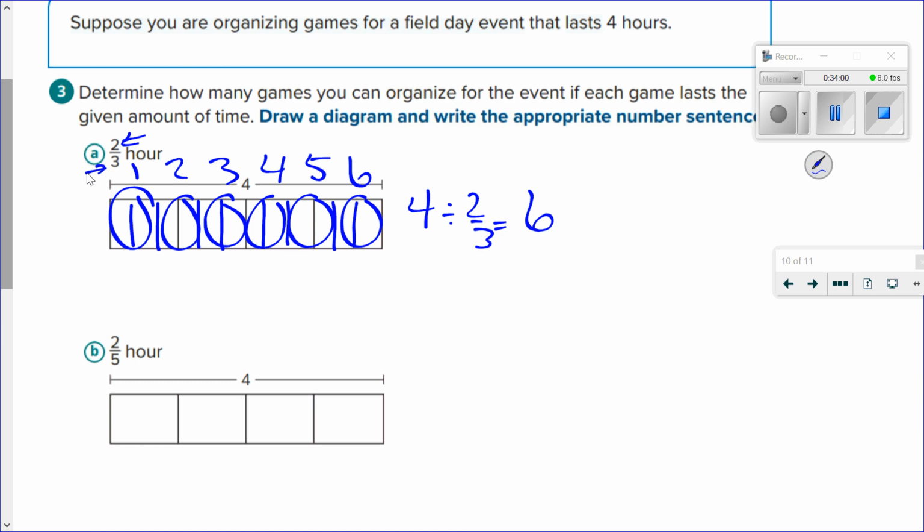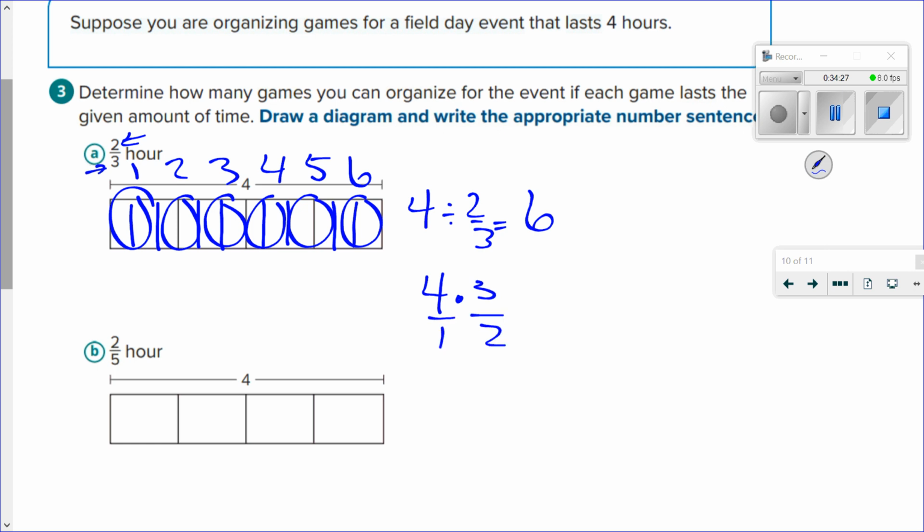Now, mathematically, what did we just do? Again, mathematically, guys, I'll be straight up. Dividing by fractions makes no sense. We don't do it. Instead, we multiply by the reciprocal. So instead of dividing a fraction, I'm going to multiply by the reciprocal. What's the reciprocal of 2/3? 3/2. I just flip it over upside down.